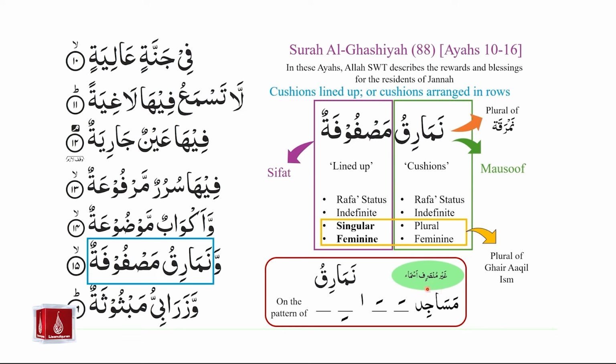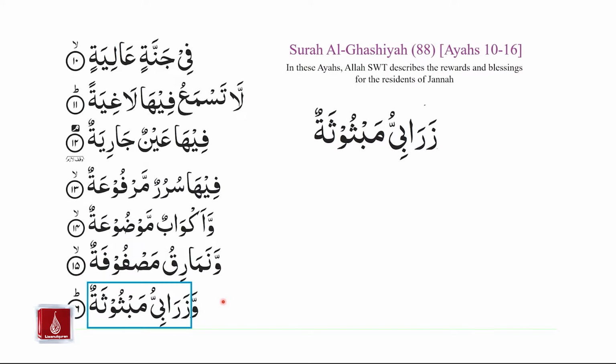And the rule for ghair munsarif ism is that it will not accept tanween and it will not accept zair. In the final ayah, we have zarabiyu mabthuthatun. If we look at this murakkab, we will see that zarabiyu means carpets and mabthuthatun means spread around. Taken together, it means carpets that are spread around.